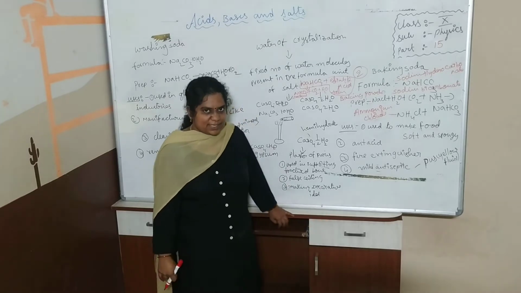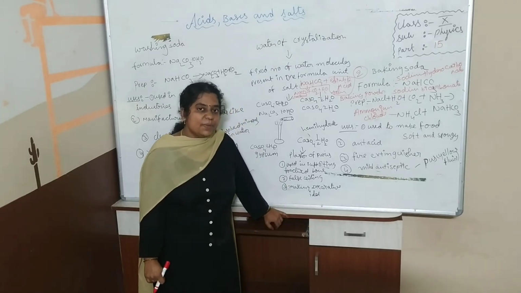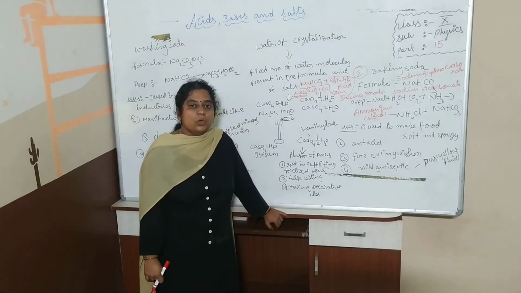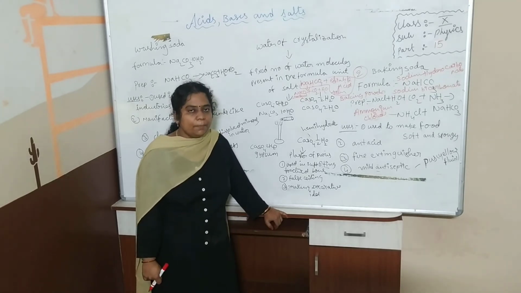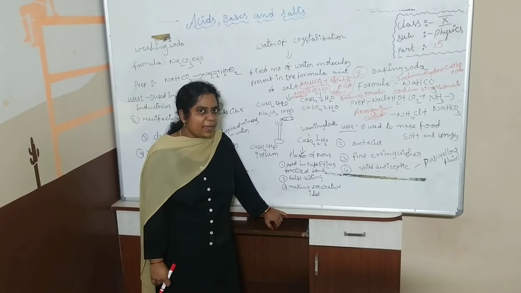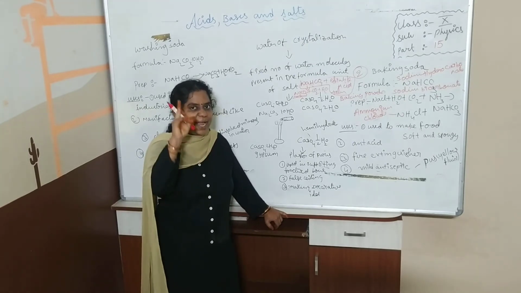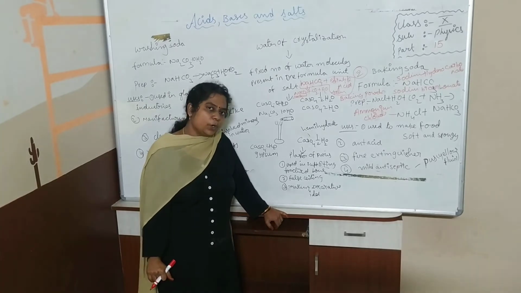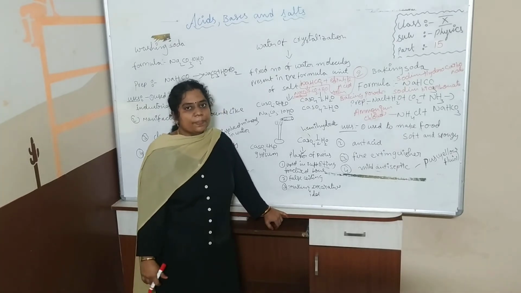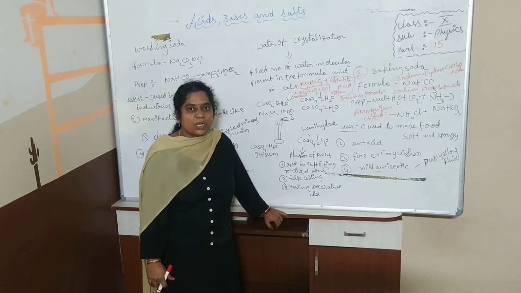Okay, so we are discussing baking soda. What is baking soda, Nana? Baking soda is NaHCO3, sodium hydrogen carbonate or sodium bicarbonate. How is it prepared? When sodium chloride reacts with water and carbon dioxide, you will get ammonium chloride and baking soda. And what are the uses of this baking soda, children?